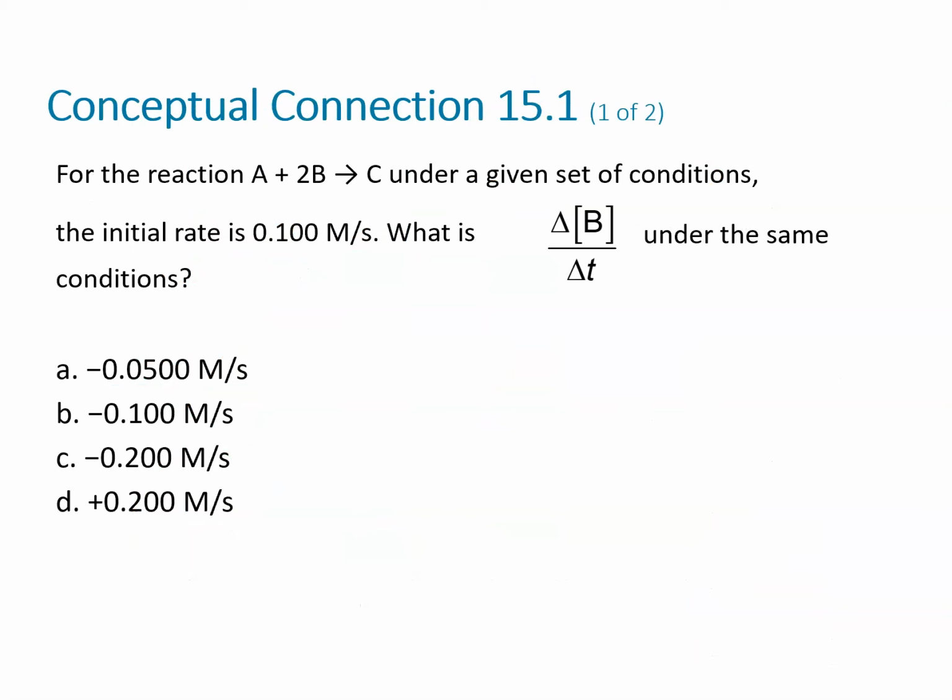So, conceptual check-in 1. For the reaction A plus 2B leads to the formation of product C, remembering that the coefficients for A and C are both 1, under a given set of conditions the initial rate is 0.100 moles per liter per second. What is the change in the concentration of B per change in time under the same conditions? So this is where you can pause the video and check in. Are you looking at negative 0.05, negative 0.1, negative 0.2, or positive 0.2 moles per liter per second?